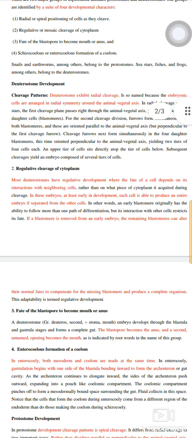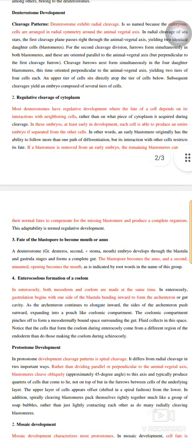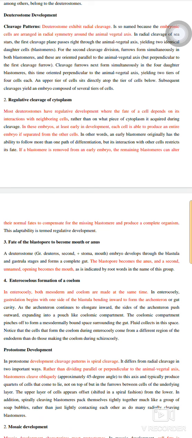So, having talked about the cleavage pattern of deuterostome being radial cleavage, and that the embryonic cells are arranged in radial symmetry around the animal vegetal axis, then we'll look at the regulative cleavage of the cytoplasm. I said that most deuterostomes have regulative development, where the fate of the cell depends on its interaction with neighboring cells, rather than on what piece of cytoplasm is acquired during cleavage. In this embryo early in development, each cell is able to produce an entire embryo if separated from the other cells.